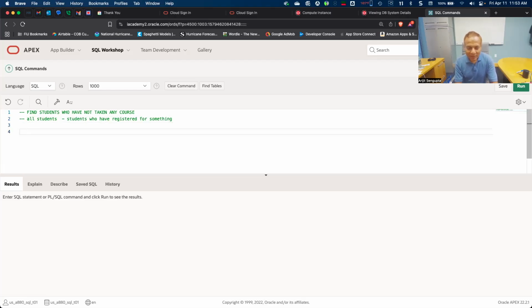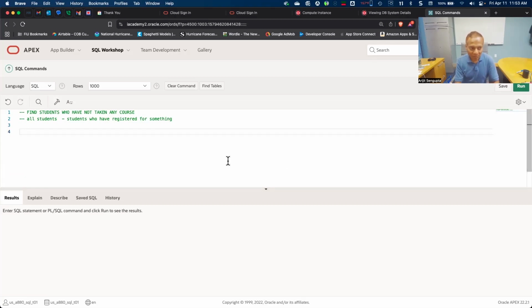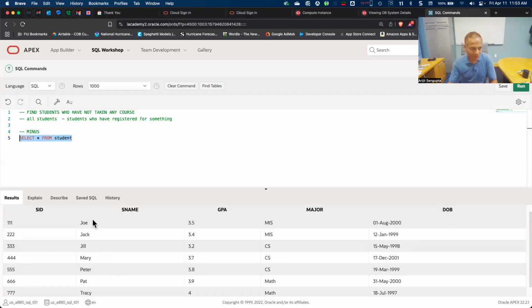So let's look at several ways of doing this. So you have these types of things in your arsenal. So the simplest one is, of course, to use minus, right? So find students who have, so select star from student. So that's all the students, right? If I run this, I'll get all students.